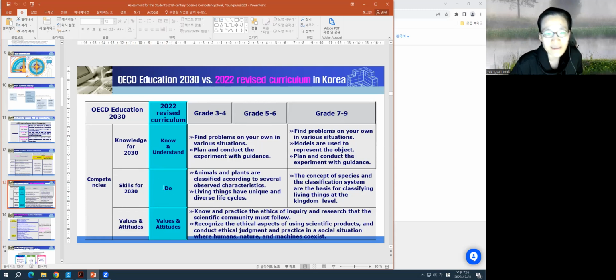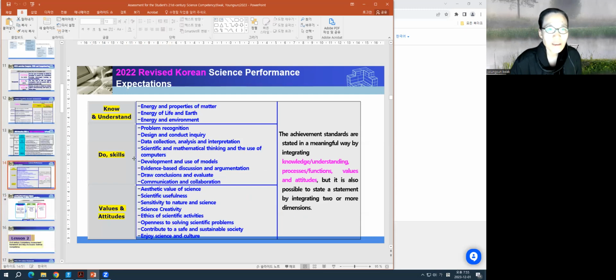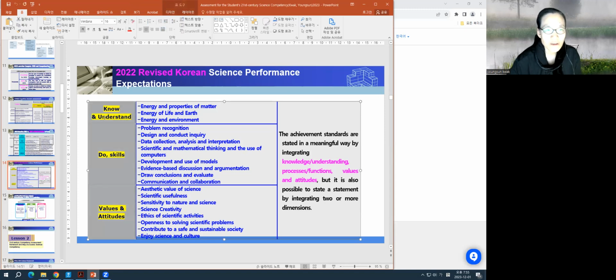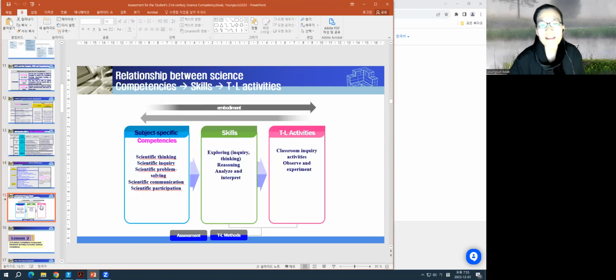And then the last dimension is about values and attitude. So this is an example of Korea 2022 revised science performance expectations. It has 3 dimensions. Can you see here? Knowing, doing, and then attitude.